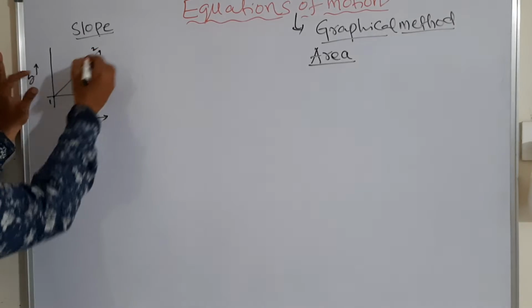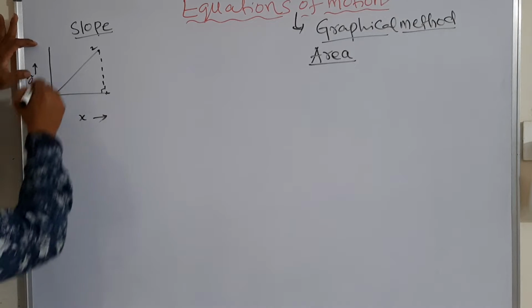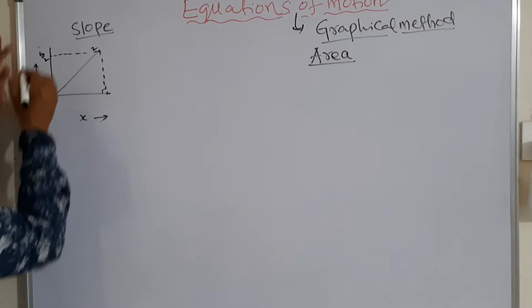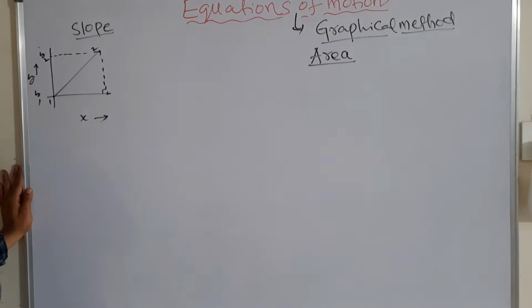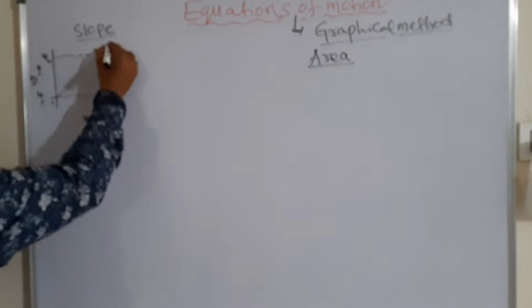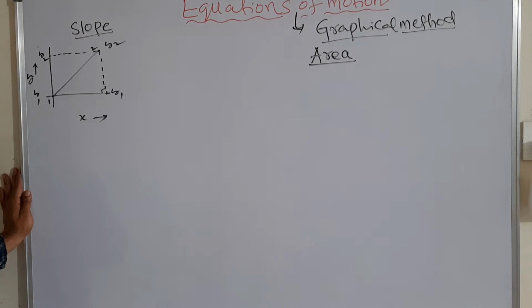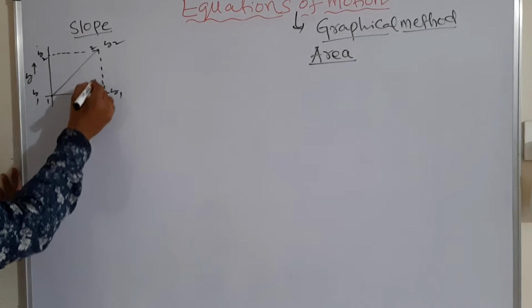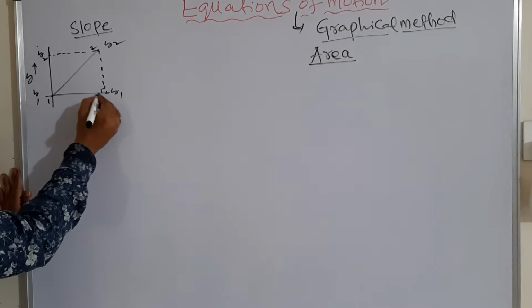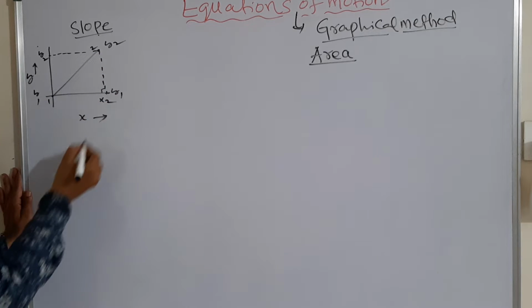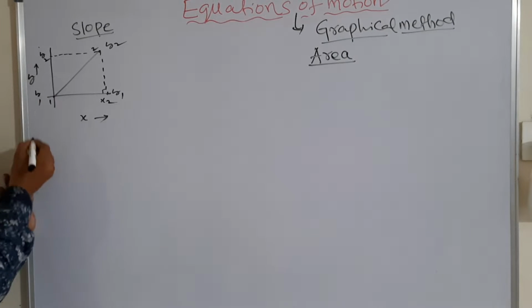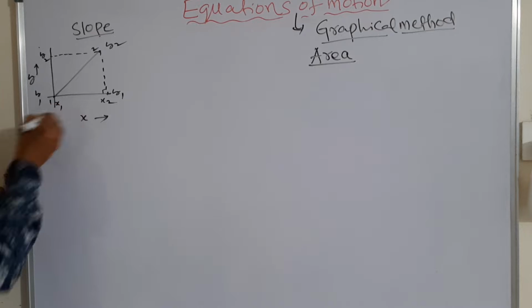Right. At second point, write the value of y-axis. Suppose here the y-axis value is y2. And first point, write the value of y-axis, that is y1. Next, at second point, write the value of x-axis. Suppose at second point on x-axis the value is x2. And at first point the value of x-axis x1.